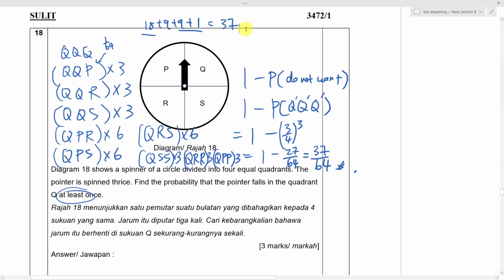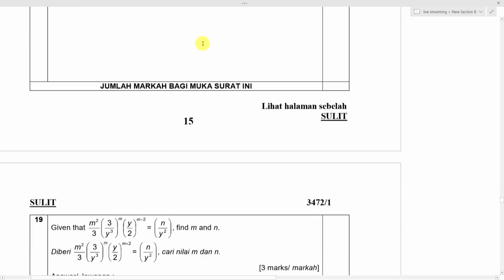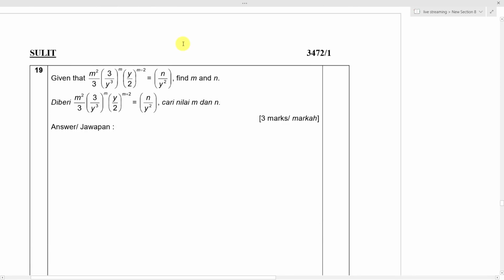Alright, let's move on. No, I'm not going to finish at 11. I thought I could finish at 11. Alright, so okay, this first question is a little bit confusing. Yeah, but let's do it.